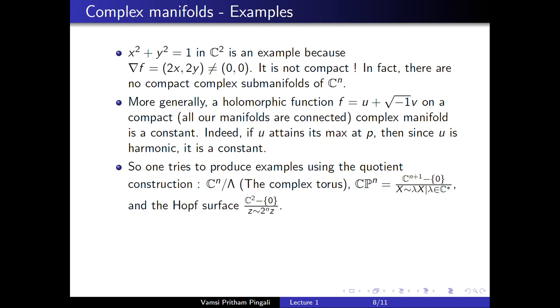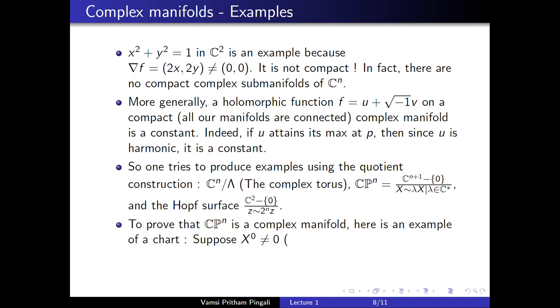The last example is the Hopf surface. You take C2 minus the origin, and take this curious equivalence relation. You say z is equivalent to 2z, and z over 2, and 4z, z over 4, etc. It's not immediately obvious this is even a smooth manifold, forget a complex manifold. But I invite you to prove that this is diffeomorphic to S1 cross S3. So it's in particular a compact smooth manifold. And I invite you to come up with coordinate charts on this space.